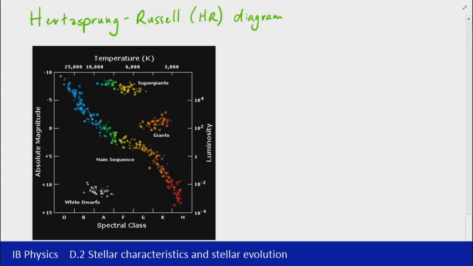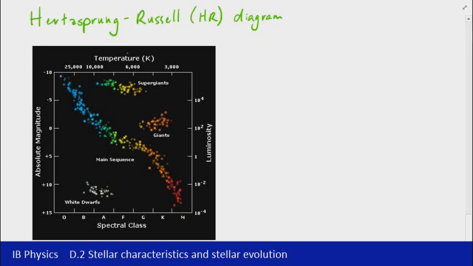On the left-hand side is the absolute magnitude. Now that's the brightness of the star if it was measured from a distance of 10 parsecs. It's similar, but in a way different to luminosity. Luminosity is an intrinsic property of the star itself and is independent of distance, but there is a bit of a link between them. But as I said, we're going to focus on the temperature and the luminosity.